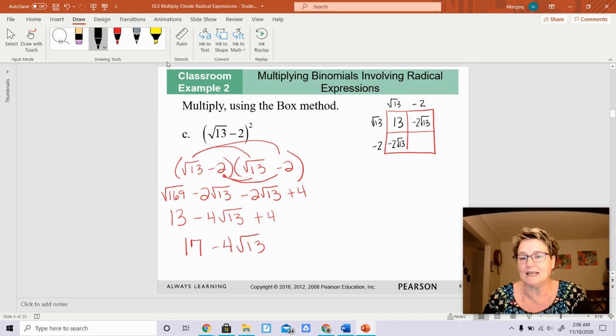Negative 2 times negative 2 is 4. So you add these two together and you add these two together. So that gives you 17 minus 4 square roots of 13. If you notice, you get the exact same answer.